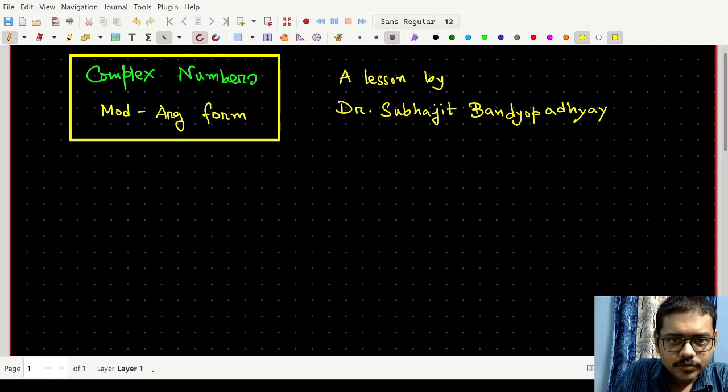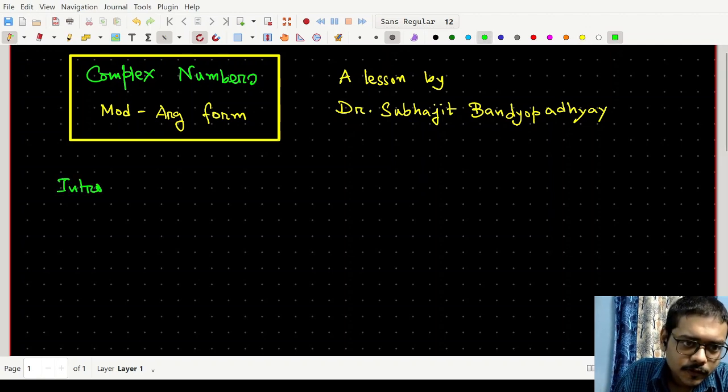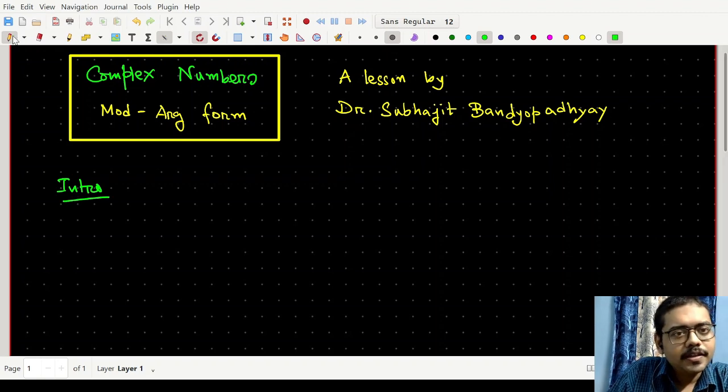So, the things that we are going to learn, first we will have an intro and then we will move on to the modulus argument form. I am assuming a few prerequisites which I will mention along the way. So, let us move on to the intro, where we motivate the complex numbers. What are they? Why we need them?